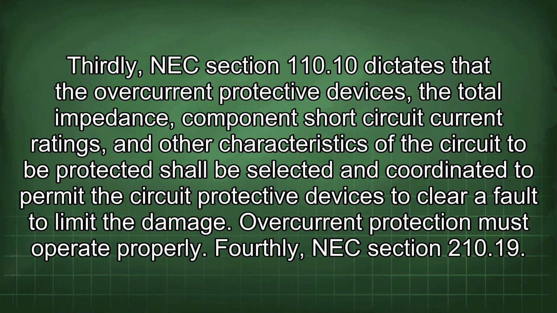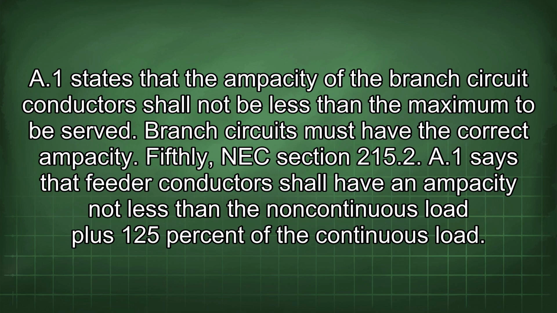Thirdly, NEC Section 110.10 dictates that the overcurrent protective devices, the total impedance, component short circuit current ratings, and other characteristics of the circuit to be protected shall be selected and coordinated to permit the circuit protective devices to clear a fault to limit the damage. Overcurrent protection must operate properly. Fourthly, NEC Section 210.19(A)(1) states that the ampacity of the branch circuit conductors shall not be less than the maximum load to be served. Branch circuits must have the correct ampacity.